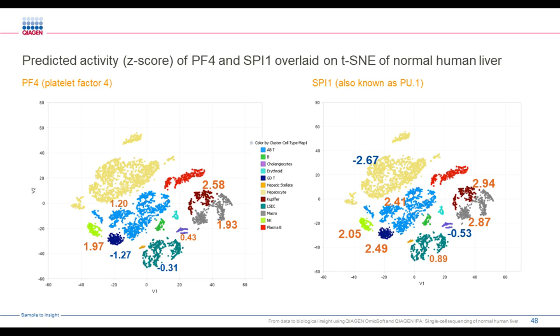You can also look at the predicted activity, using the Z-score, of these two different factors, PF4 and SPI1, when you overlay that on the testing. That's an exercise that we have done here. So you can quickly see that for PF4 in hepatocytes, there is not even a Z-score. We don't know. But for some other cells, like the NK cells and the gamma delta T cells, it's predicted to be inhibited. And same for SPI1. SPI1 is predicted to be inhibited in hepatocytes, strongly activated in gamma delta T cells, and some other macrophages and Kupffer cells.